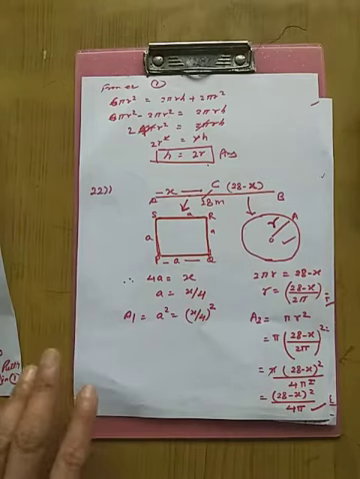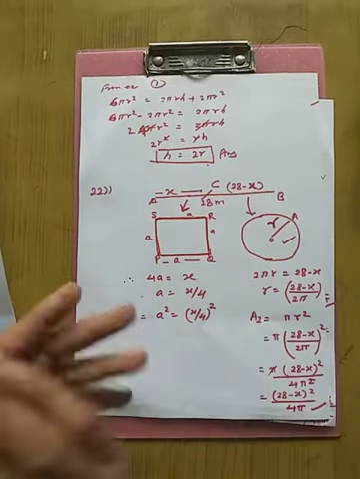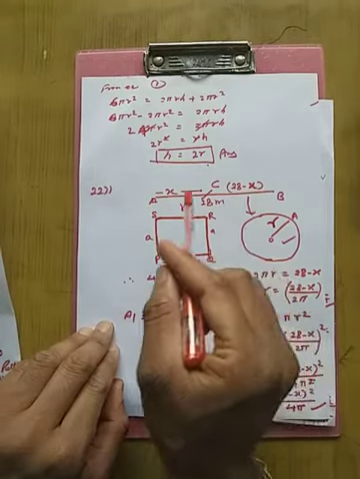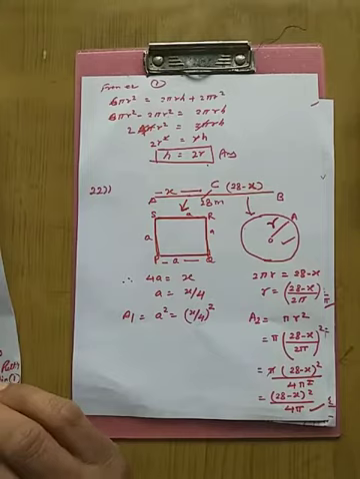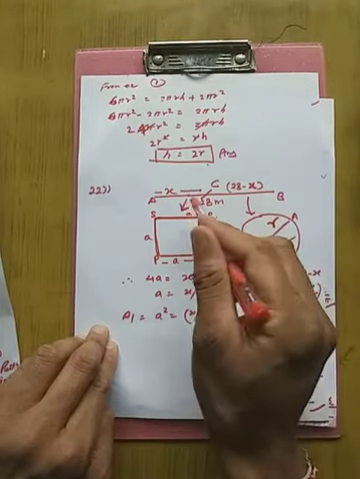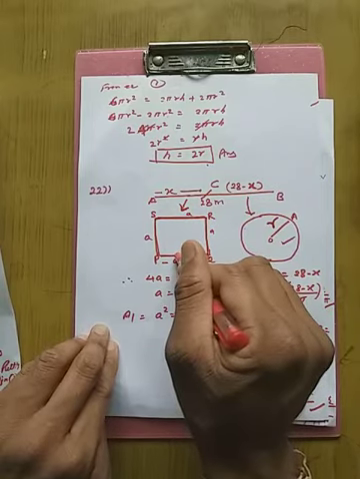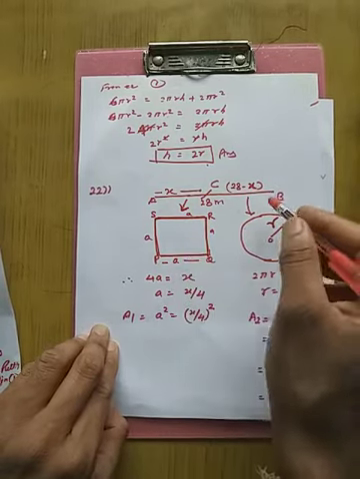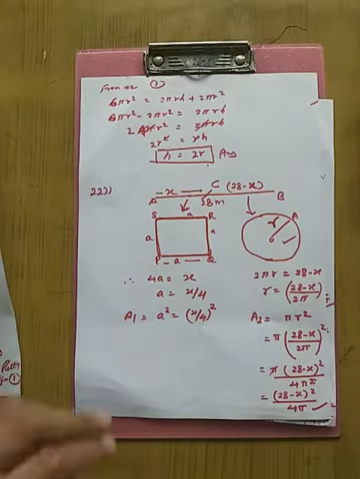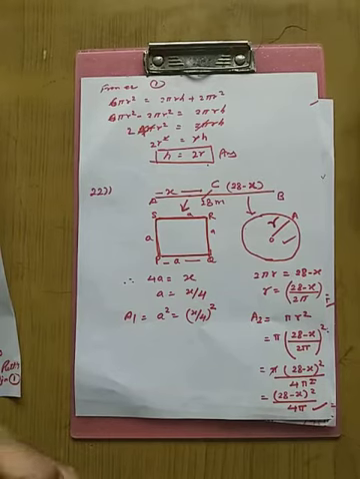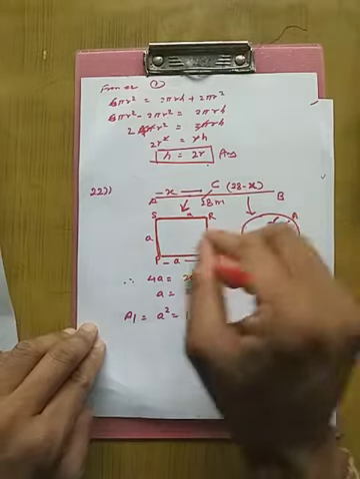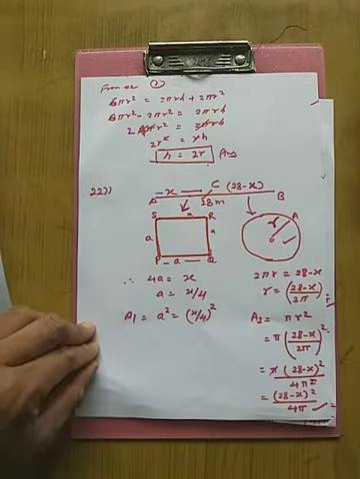Now come to question number 22. In this question, I have a wire AB of length 28 centimeter. I have to divide this wire into two pieces. From one piece you have to make a square, and from the other piece you have to make a circle, so that the combined area of the square and circle is minimum, which is given in this question, right?